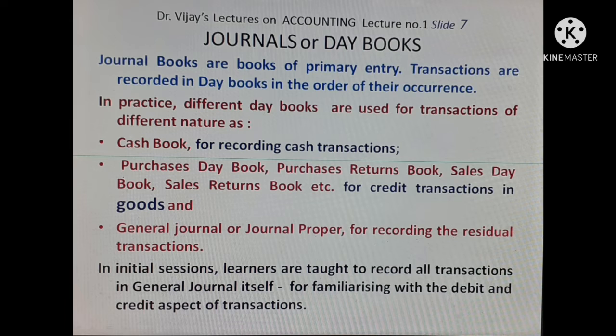We will study further. An important thing to be noticed now is, in the initial sessions of learning accounting, the learners are taught to record all the transactions in the journal itself. Means only one journal book you are using. All transactions you will record in that. It is in the initial stages of practice. That is done for familiarizing the student.